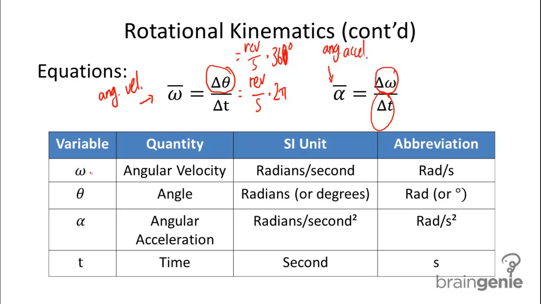Let's go through a couple of the new variables. Omega gives you angular velocity. As we said, the unit is radians per second, or sometimes degrees per second, but most of the time we'll see it as radians per second. Angle, we already know, is given in radians, and angular acceleration is just radians per second squared.